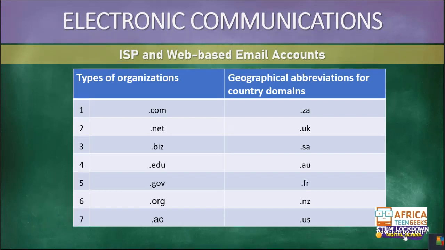Number one, South Africa is .za. .uk, you can just type in what you understand, what it stands for. .sa, .au, .fr, .nz, and then .us. You can just comment there. United Kingdom, that's perfect, correct. And then what do we have? SA. Okay, SA, it's Saudi Arabia.